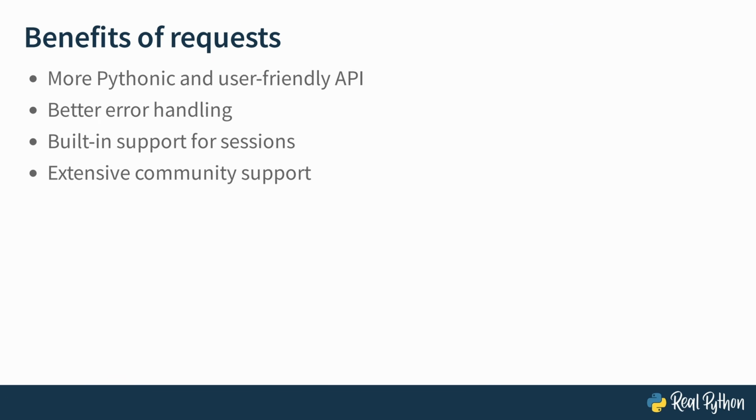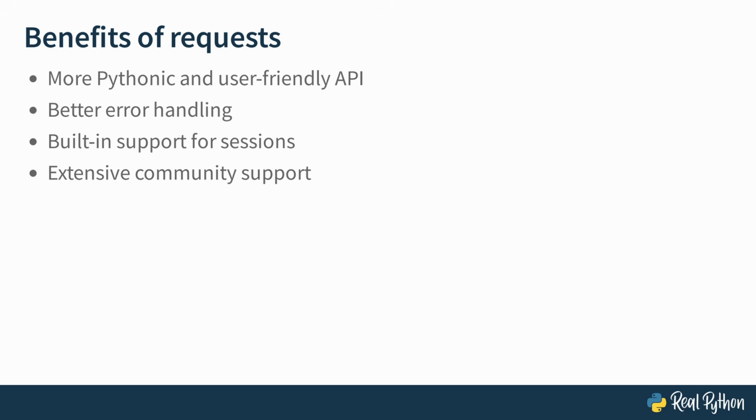Requests is the go-to tool for Python developers in most cases. The main reason is that it is designed to be Pythonic. It basically means that the code looks and behaves the way a Python programmer expects. It's intuitive and readable. It also offers much better error handling than the standard library, has built-in support for things like persistent sessions and cookies, and has a massive community backing it. So if you search online for help, you will almost always find a requests example first.